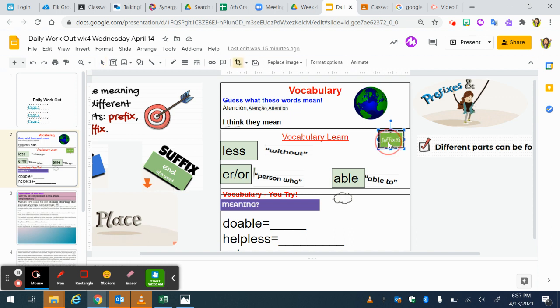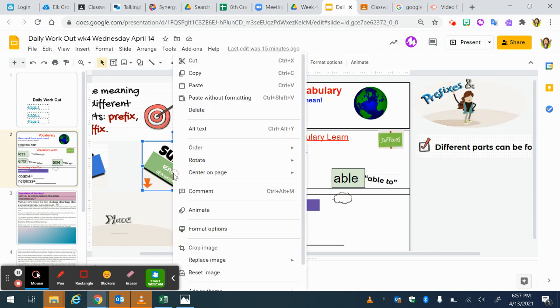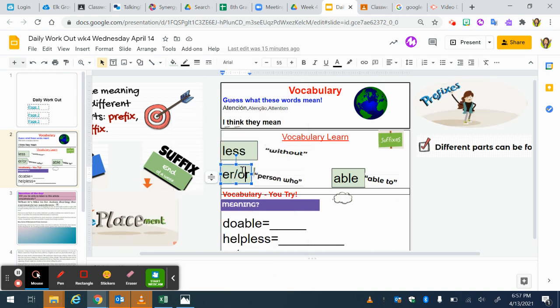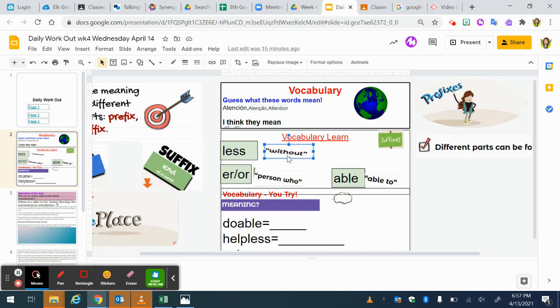So today we're going to focus on suffixes. Remember, a suffix comes at the end of a word. They're not words, but they're parts of words. So we're going to learn 4 of them today. The first one is less. And less means without. So when you add less to the end of a word, it means without.